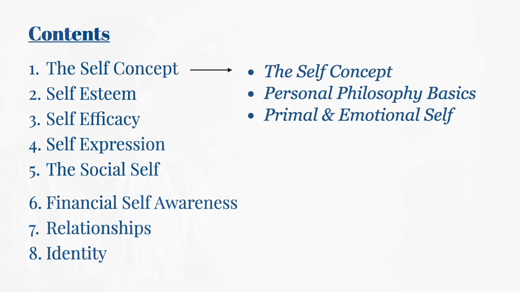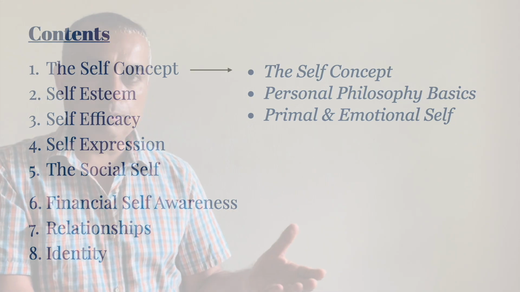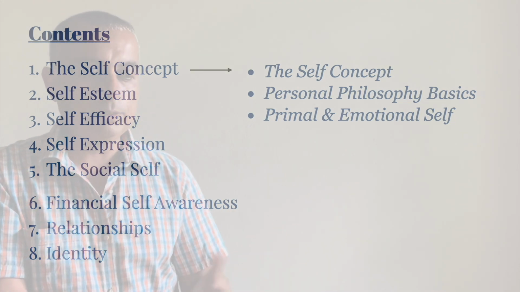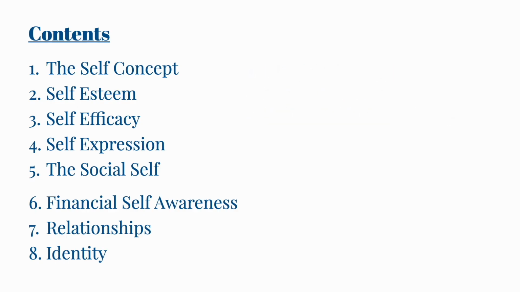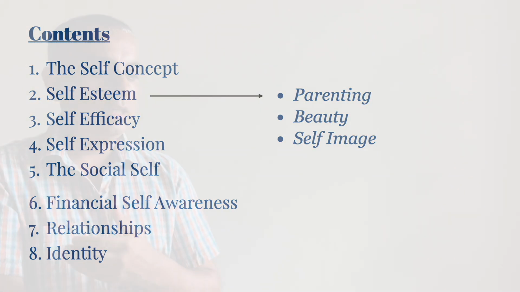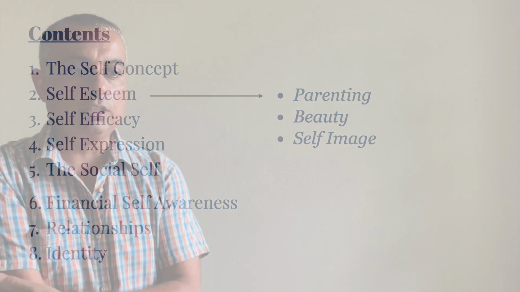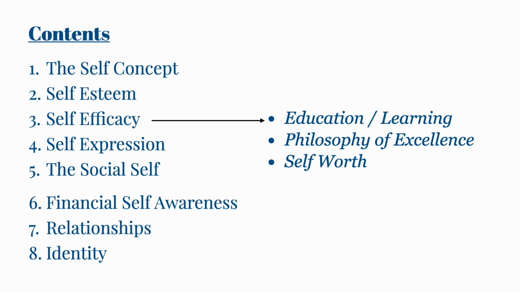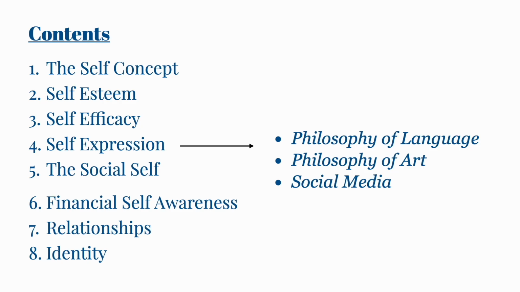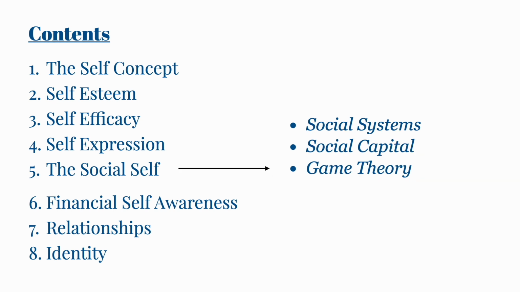So the first one is the self concept. These are the presentations related to the self concept. The second one is self esteem. Here are the presentations for self esteem. The bullet points, they represent individual presentations. Then you have self-efficacy. Here are the presentations for self-efficacy. Finally, you have self-expression, and then you have the social self. Okay.